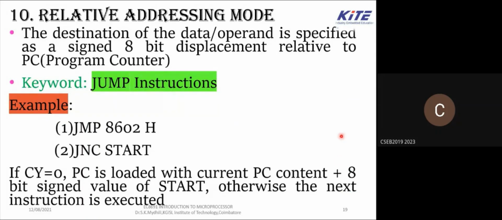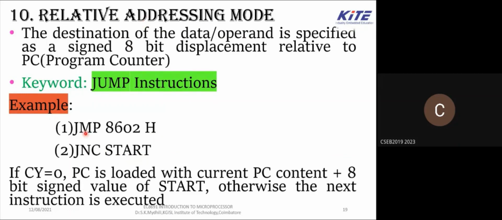Now coming to the relative addressing mode, here the destination of the data or operand is specified as a signed 8-bit displacement relative to the program counter. You can remember that relative addressing mode relates to the jump instructions. Whatever instructions carry jumps are the relative addressing mode. So in a question paper, if they ask what addressing mode does this JNC start specify, you can answer relative addressing mode.